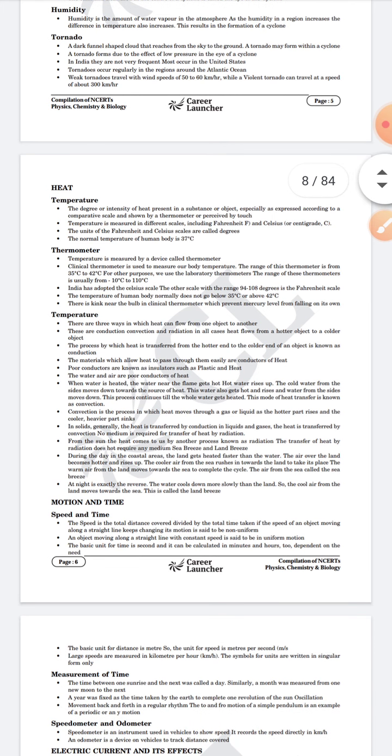Thermometer. Temperature is measured by a device called a thermometer. A clinical thermometer is used to measure our body temperature. The range of this thermometer is 35 degrees Celsius to 42 degrees Celsius. For other purposes, we use the laboratory thermometer. The range of this thermometer is usually from minus 10 degrees Celsius to 110 degrees Celsius.